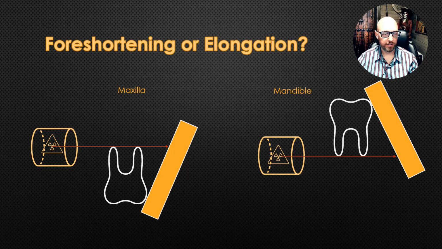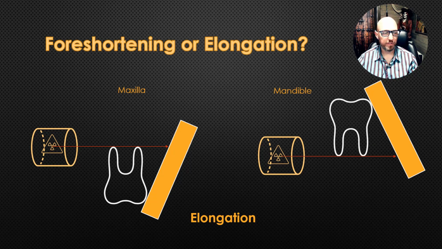Well, if you look at it here, this image of the tooth is stretched out. It's stretched out over the length of that sensor, so that's elongated. Same is true for the mandible. You just have to orient it in the other direction. The sensor leans up against the crown of the tooth. If you still come in at a 90-degree angle to the long axis of the tooth, you've created elongation.